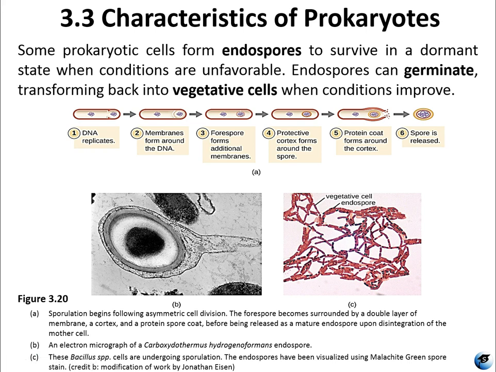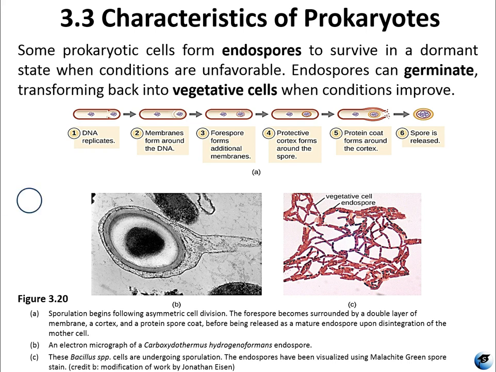Endospores. This is not something common to every prokaryote, but some prokaryotes can form endospores. Endospores are survival mechanisms, so they're kind of like hibernation for the cell. If the cells are in environments where something has changed, the food is gone, or there's been a shift in temperature or the pH, or there is some kind of inhospitable environment, the cells can sporulate.